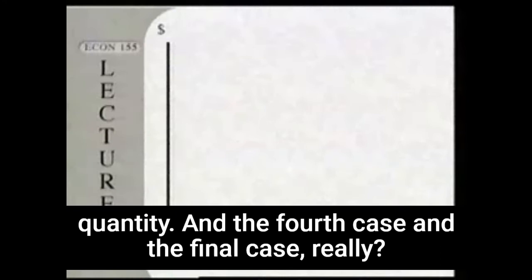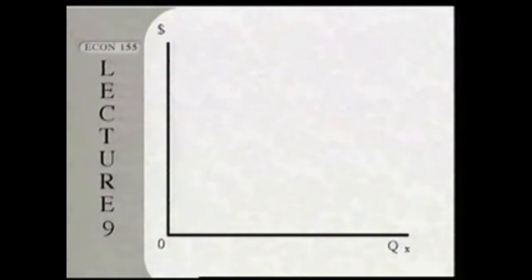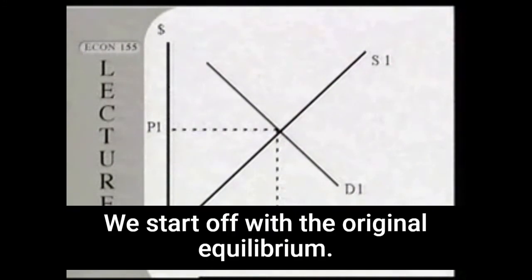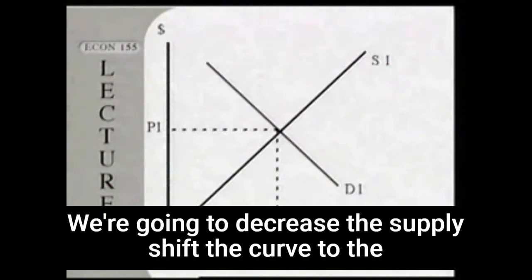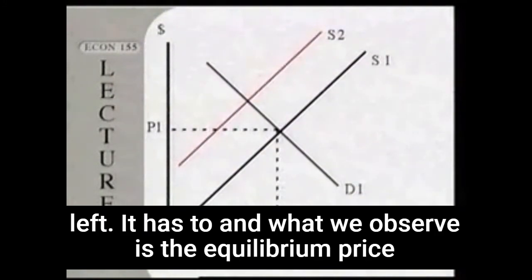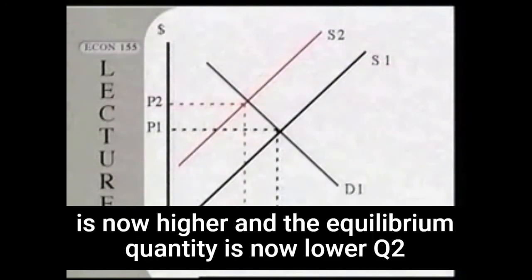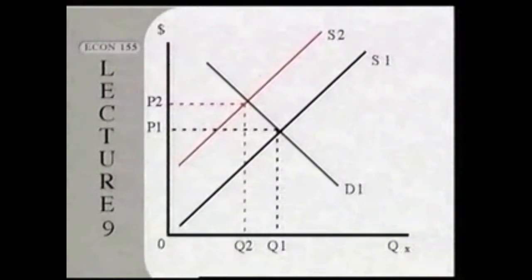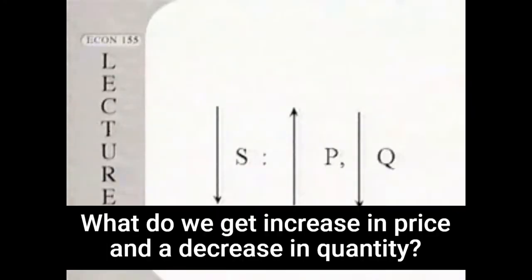And the fourth case, and the final case really, we start off with the original equilibrium. We're going to decrease the supply, shift the curve to the left, S2. And what we observe is the equilibrium price is now higher and the equilibrium quantity is now lower, Q2. So decrease in supply, what do we get? Increase in price and a decrease in quantity.